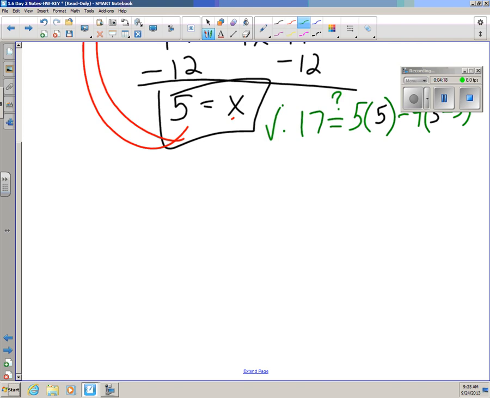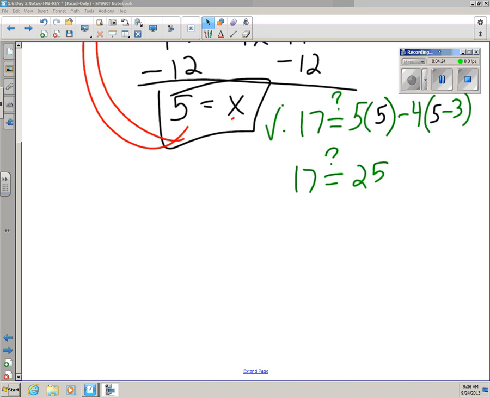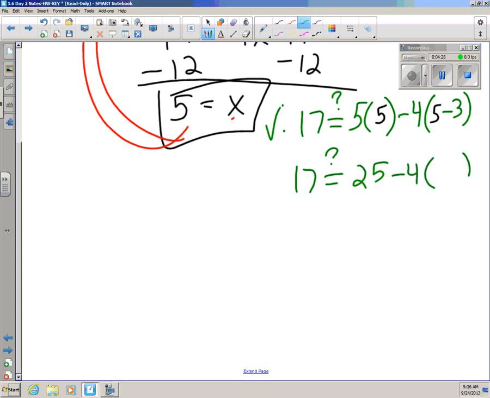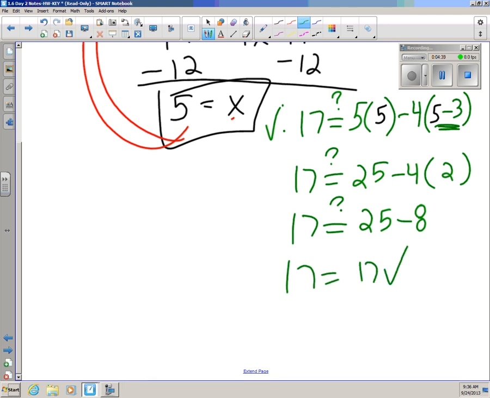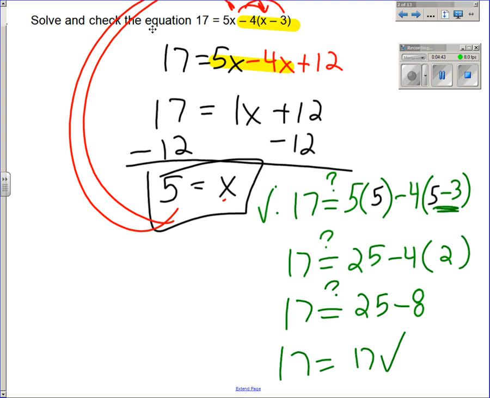it turns out that I'm going to get 17. Does it equal? This becomes 25. This becomes minus 4 times parentheses 2. And then does 17 equal 25 minus 8? And you know what? It does. So my answer, x equals 5, happens to be the right answer.